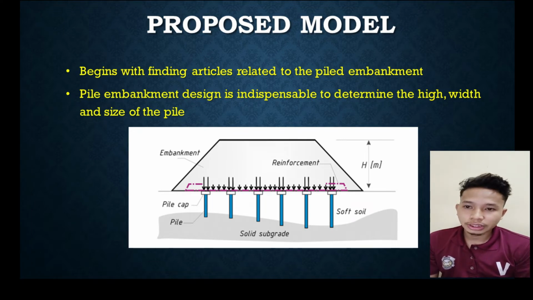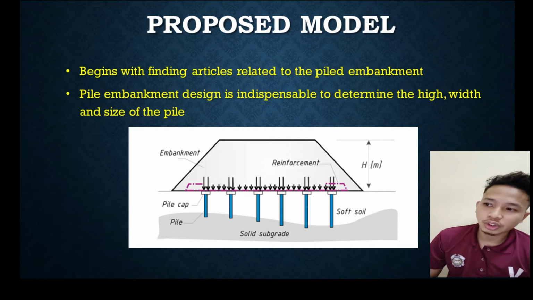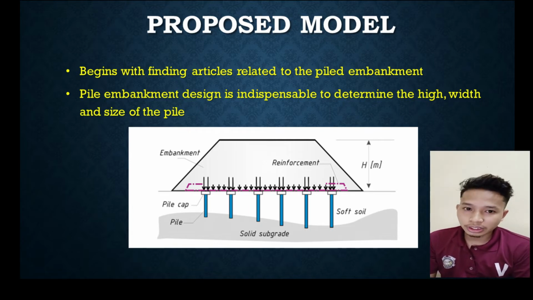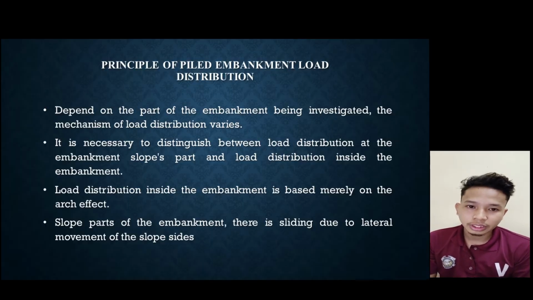The process of designing begins with finding articles related to the pile embankment. The article must have the necessary parameters to be included in the software Plaxis 2D. The parameters included are water content, coefficient of secondary compression, consolidation, and others. Pile embankment design is indispensable to determine the height, width, and size of the pile that are used in the article, as shown in the figure.